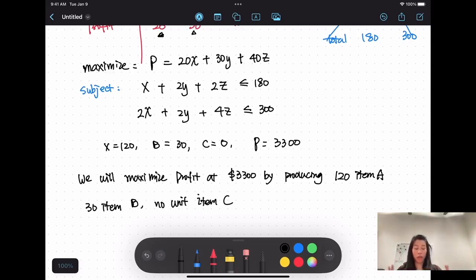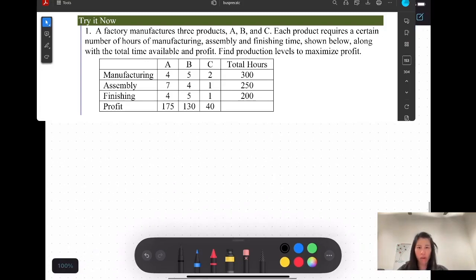So in this chapter, we'll focus on how to set up the problem, because we already learned how to use the simplex method in the previous lectures. If you don't remember, please go back and check it out. I'm not going to repeat it here. Here, I'm going to show you one last example. A factory manufactures 3 types of products, A, B, C, and each product requires a certain number of hours for manufacturing, assembling, and finishing, shown below, along with the total time available and the profit from the production level, to maximize the profit.